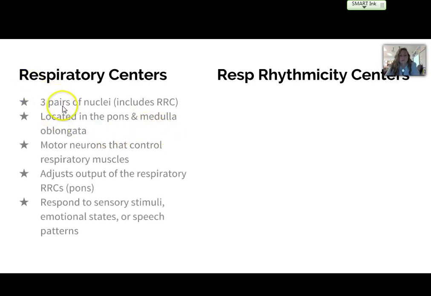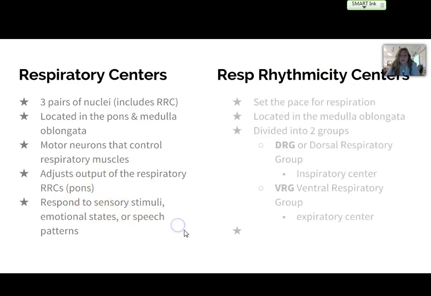So the respiratory centers are 3 pairs of nuclei. They include the RRC, or the respiratory rhythmic centers, located in the pons and the medulla oblongata, like we just said. Then there are motor neurons that control the respiratory muscles. They adjust the output of the RRCs, which is what I'm abbreviating this with. Those are actually located in the pons, and they respond to sensory stimuli, emotional states, or speech patterns.